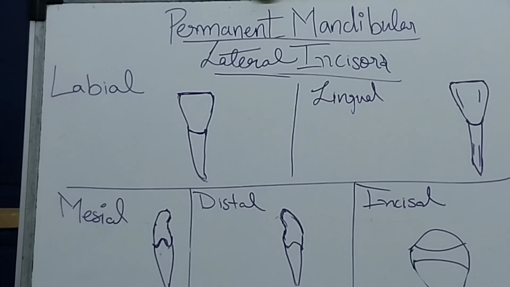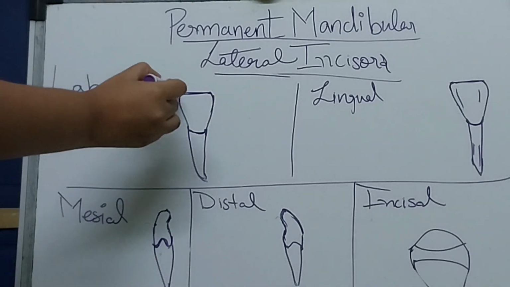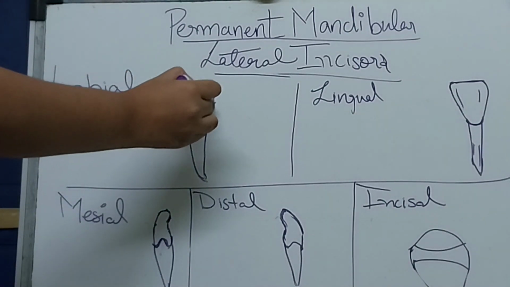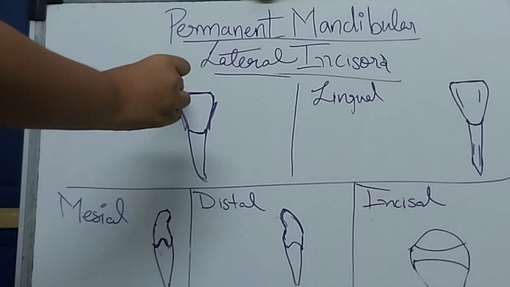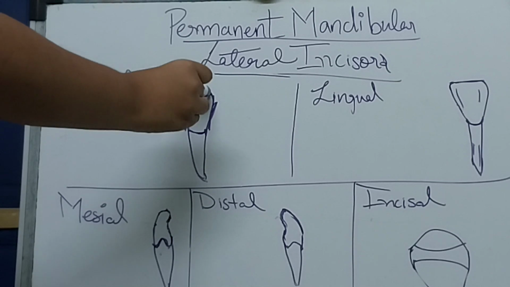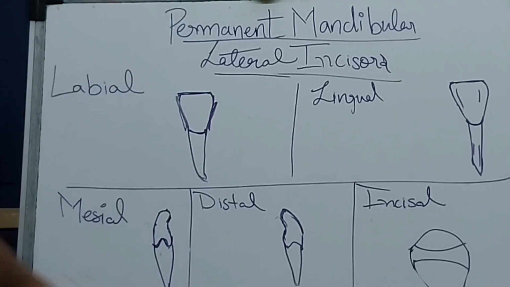So we see, as we saw in the mandibular central incisor, the mesial and the distal marginal ridges are equal. They are even, and they're sharp, and their mesio- and disto-incisal angles are 90 degrees. So this feature is the same.